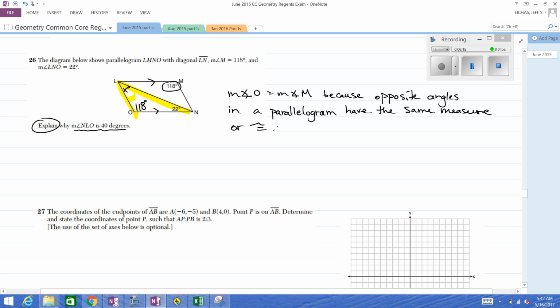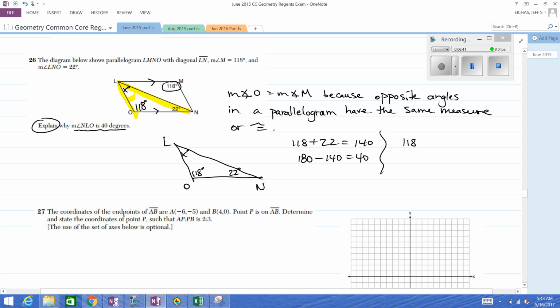All right, now if you just focus on LON, we have a triangle, and the three angles of a triangle add to 180. So 118 plus 22, you're looking at 140. 180 minus 140 is 40. Of course, you could show the algebra instead if you prefer that. You could go that way. And then you just have to state that the measures of the angles of a triangle add to 180.